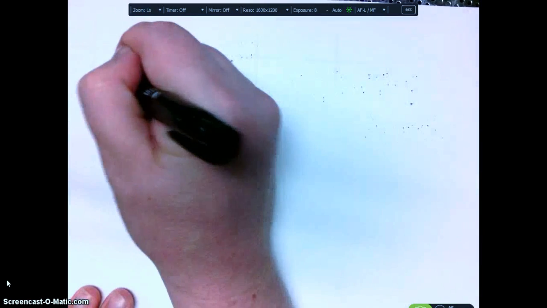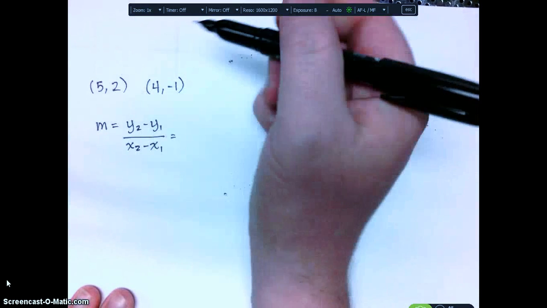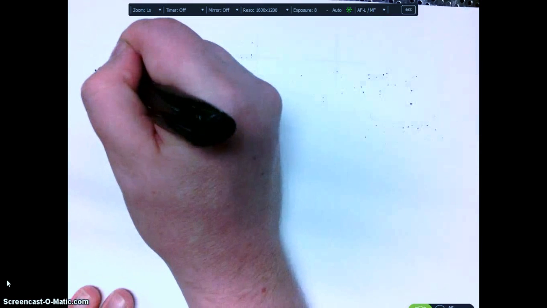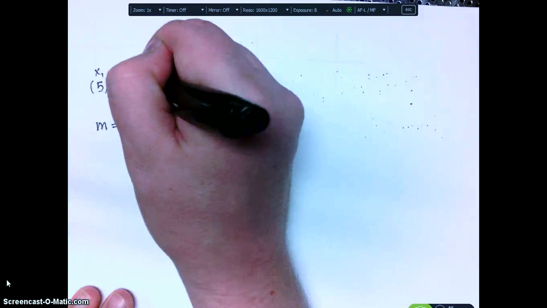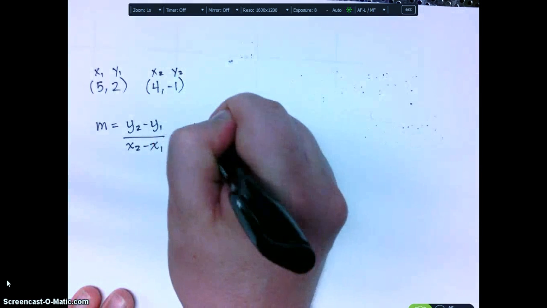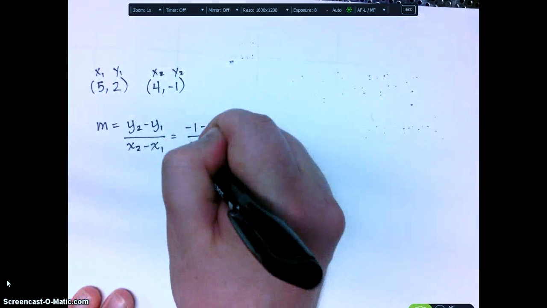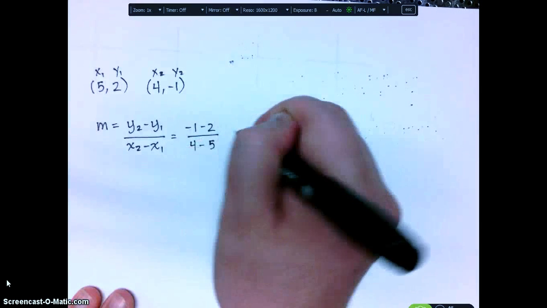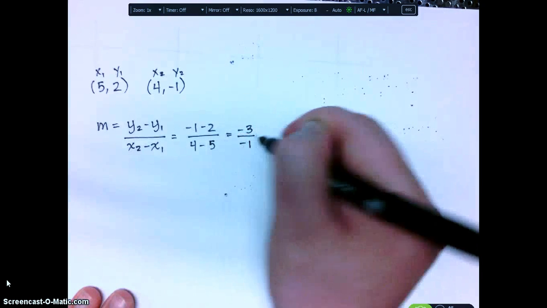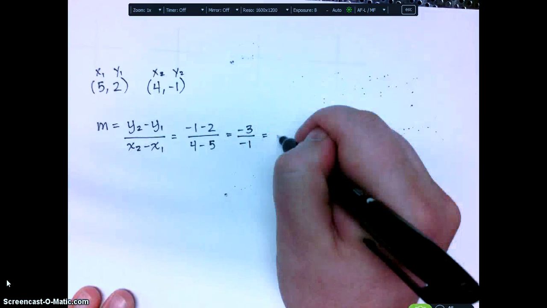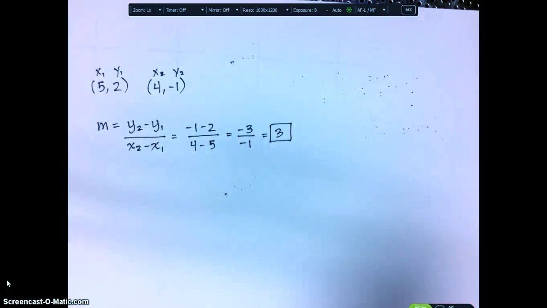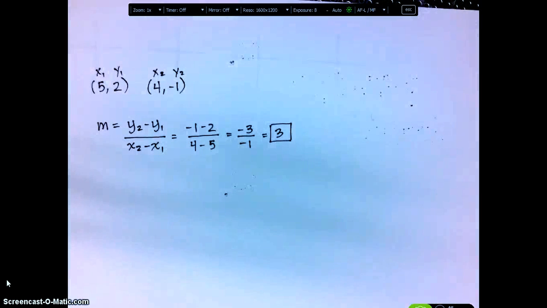Let's label these. And you can choose whichever point you want to be your first point and your second point. I'm just going to label them in the order that they came. So x1 and y1, x2 and y2, and I'm going to plug them in. -1 minus 2 divided by 4 minus 5. I'm going to get -3 on the top. I'm going to get -1 on the bottom. -3 divided by -1 is +3. So just by having 2 points, I can use my slope formula to find out what the slope is.